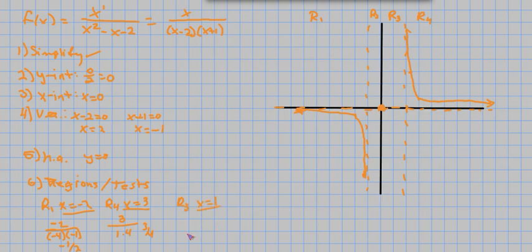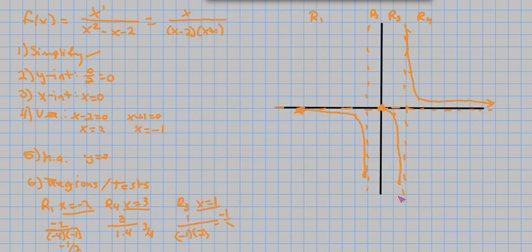So if I plug that in, I'm going to get 1 on top. On the bottom, 1 minus 2 is negative 1. And 1 plus 1 is 2. So here I get 1 over negative 2, or negative 1/2. So I'm down here. Now that tells me this is going to curve down towards that asymptote.